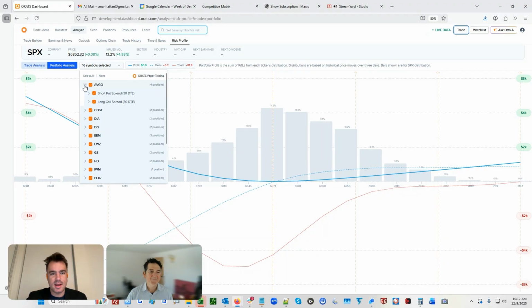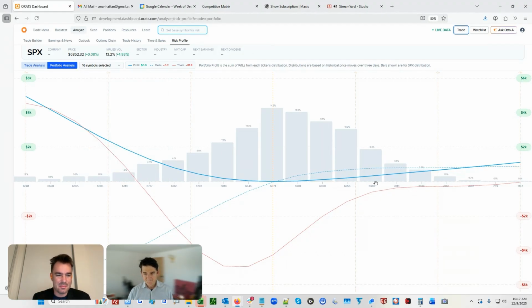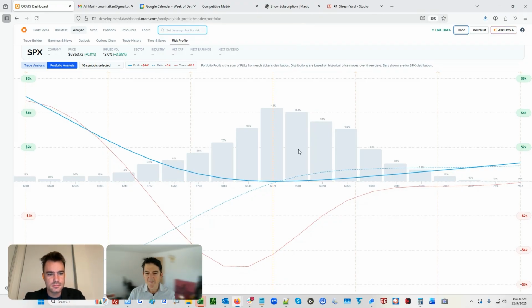But that profit and loss line, that thick blue line that you're seeing there, is a sum of all of the theoretical values, or as you like to call them, the profits of each individual ticker's standard deviation move. Yeah, well said. So if the market goes up from 6874 to 6901, my profit that we're estimating there is $25, right? So that is of the entire position. Maybe I have 50 positions on.